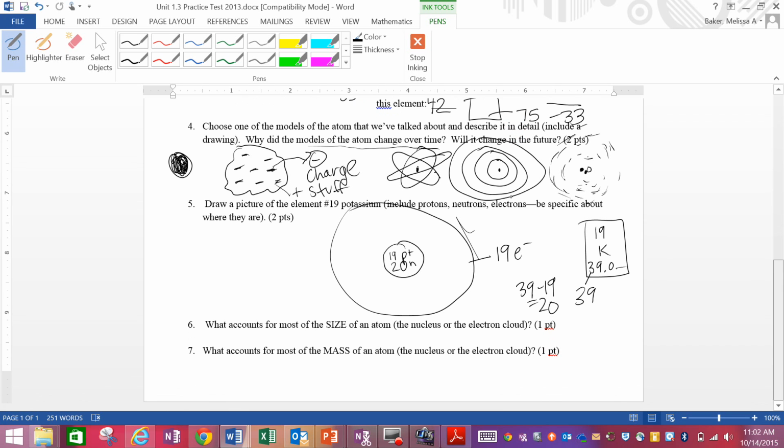What accounts for the size of the atom? The electron cloud. The mass of the atom comes mostly from the nucleus. Electrons still have mass, but they're so tiny.